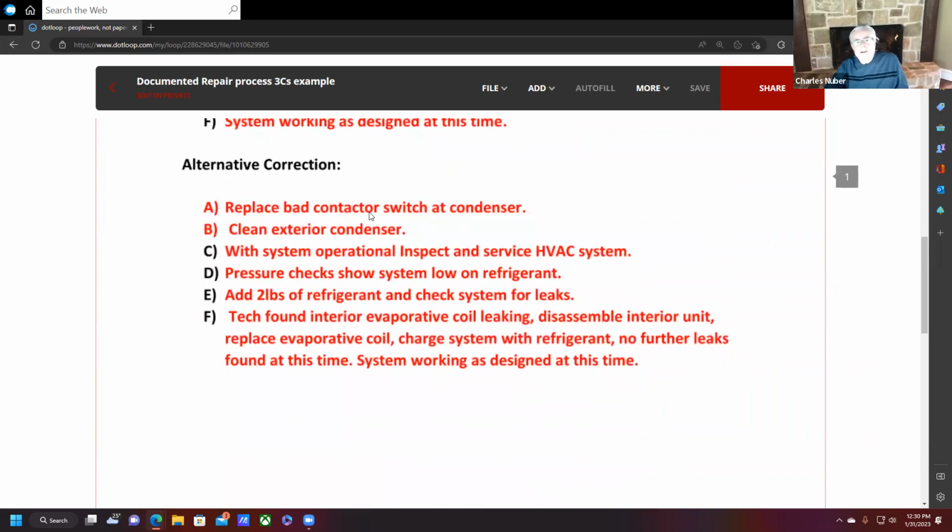Alternative correction: replace the bad contactor switch at the condenser, clean exterior condenser with system operational, inspect and service HVAC system. Pressure check, show system low on refrigerant. Add 2 pounds of refrigerant and check system for leaks. Tech found interior evaporative coil leaking. Disassemble interior unit, replace evaporative coil. Charge system with refrigerant. No further leaks found at this time. System working as designed at this time. So that would be an additional repair.